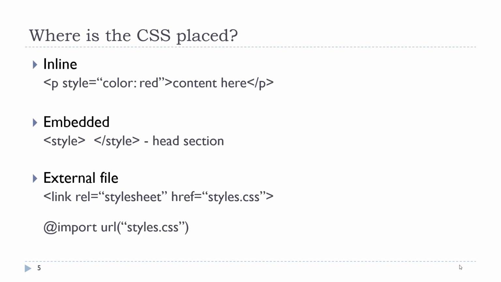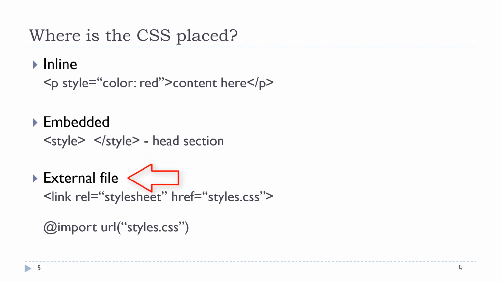The CSS code can be placed in several locations in the document. It can be placed inside the HTML element, and that is called an inline style. While that is allowed, it is not very convenient. It also can be placed inside the opening and closing style tags, which is located in the head section of the document. I always recommend developing in the head section, and then later on you can move it to an external file.